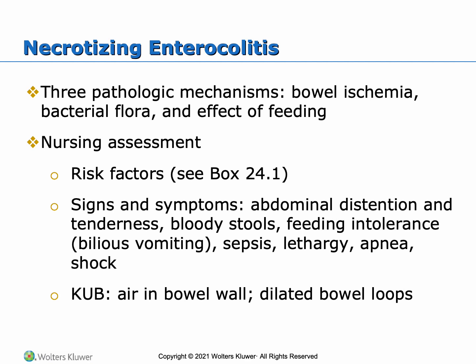Also, they may have a KUB, which is an abdominal x-ray. It usually confirms the presence of pneumatosis intestinalis, or air in that bowel wall, and persistently dilated loops of the bowel. They may demonstrate metabolic acidosis in blood values, increased white blood cells, thrombocytopenia, neutropenia, electrolyte imbalances, and sometimes disseminated intravascular coagulation.